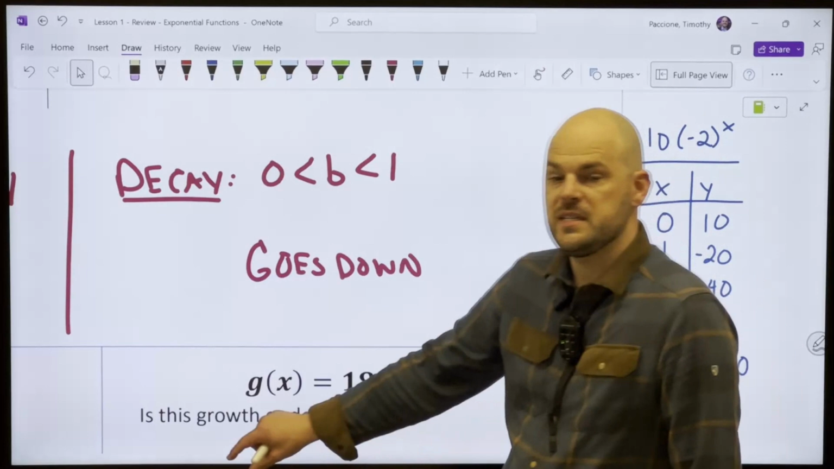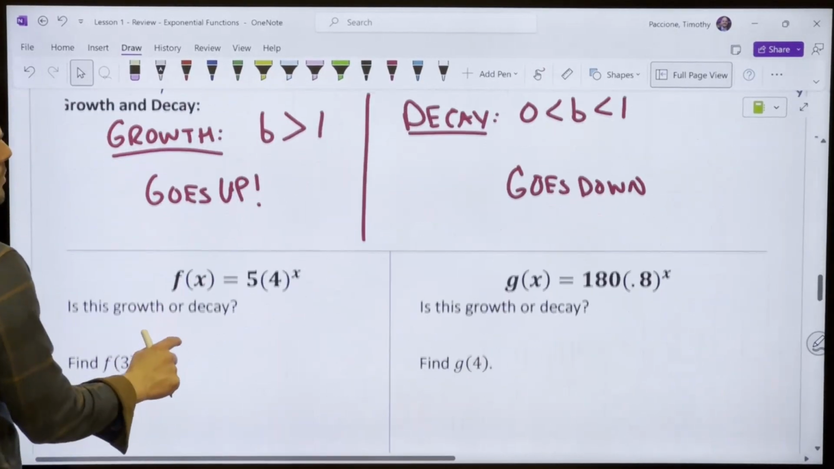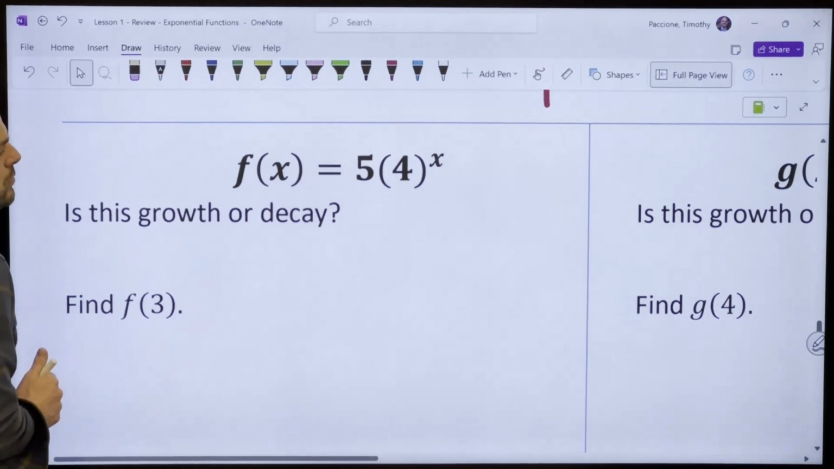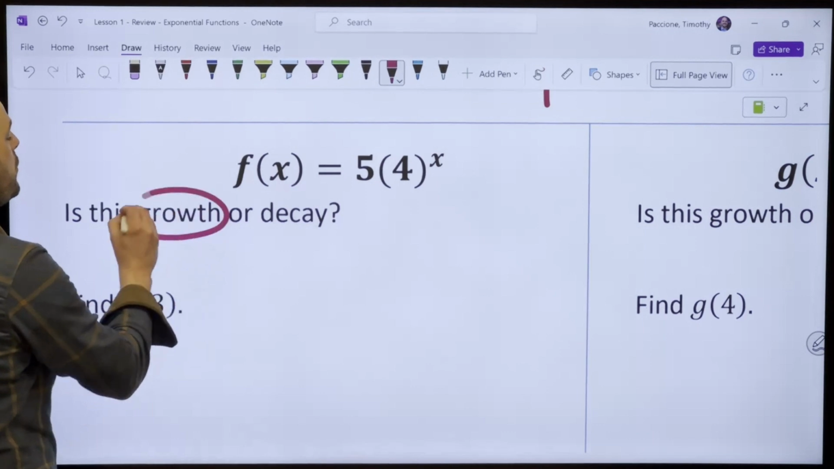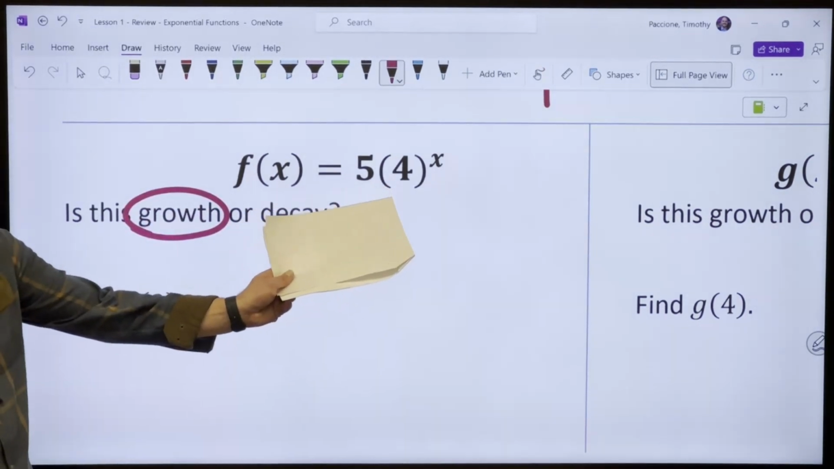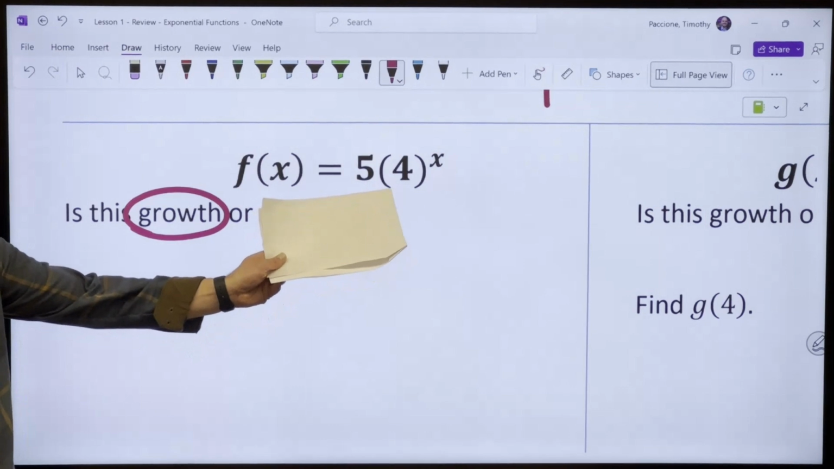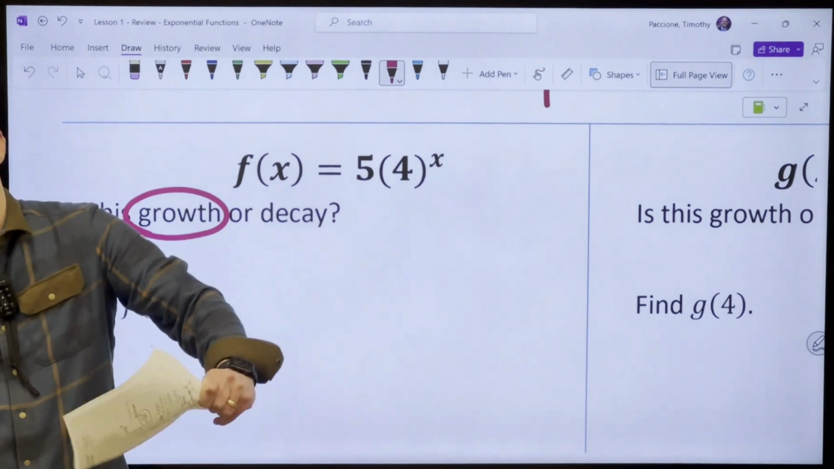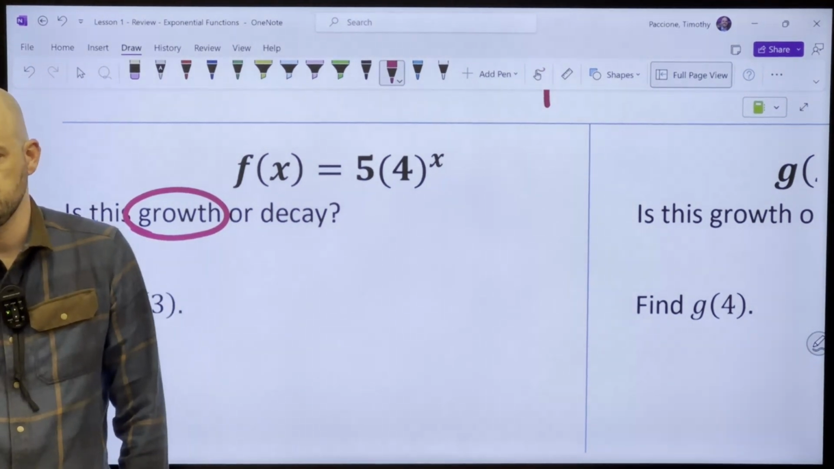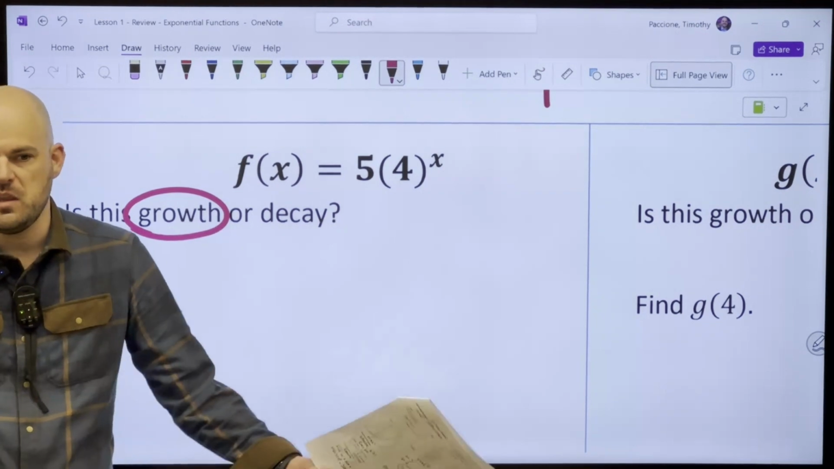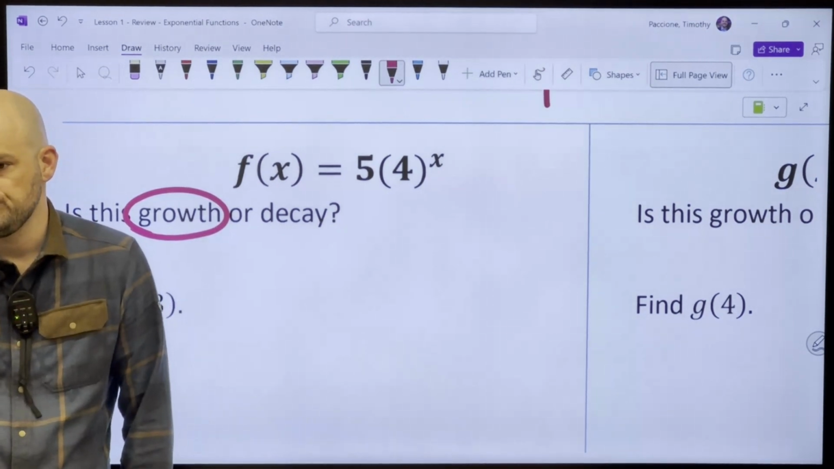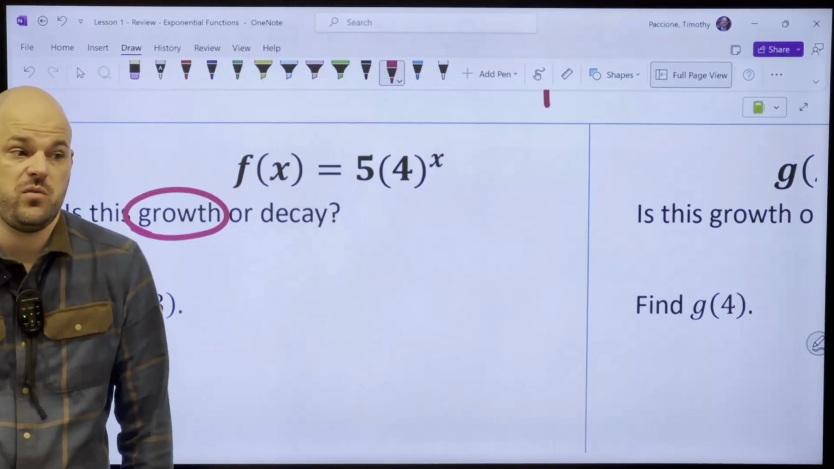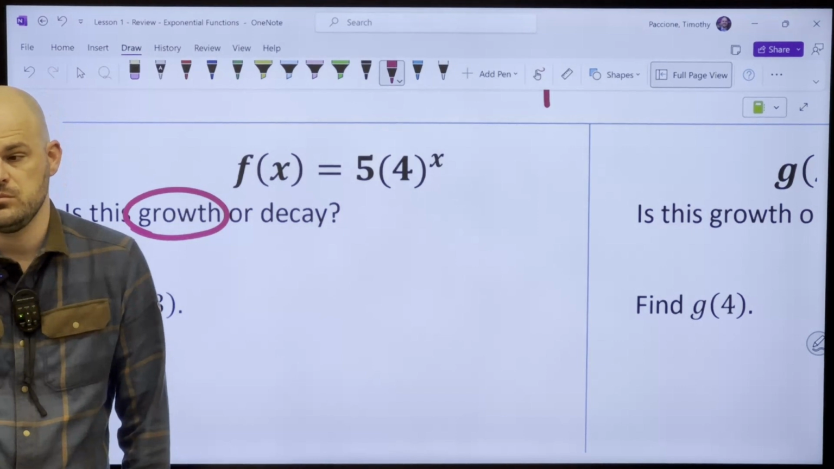Let's look at some examples here. Here we go: 5 times 4 to the x. Is that growth or decay, and how do you know? That is growth. There's two ways you could know. It goes up. It's a positive number greater than 1, so it fits our definition. B is greater than 1. How else could you know? What if you forget? You're on a test and you forget the b rule. If it's not a fraction or a decimal, or you can just think to yourself, what would happen if I multiplied 5 by 4? It would go up.